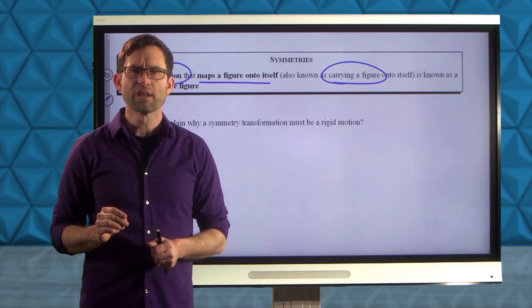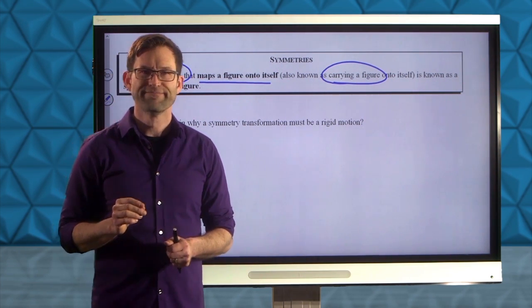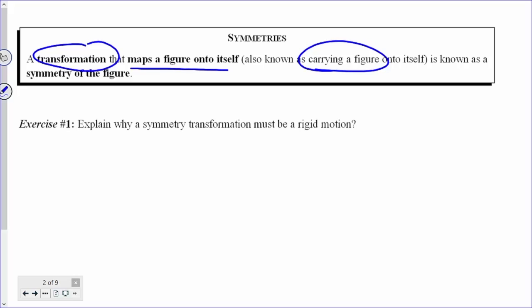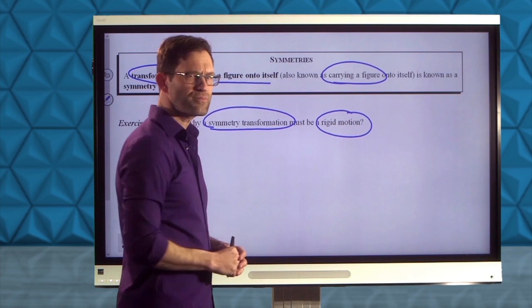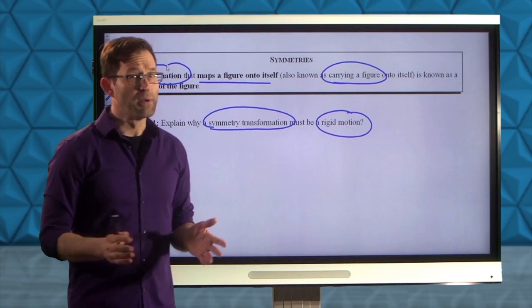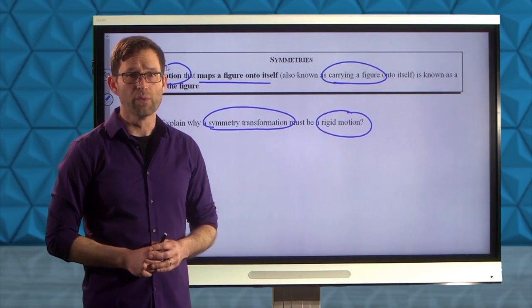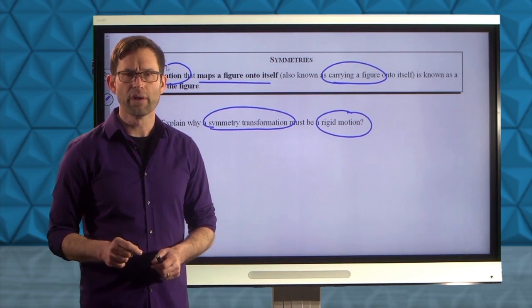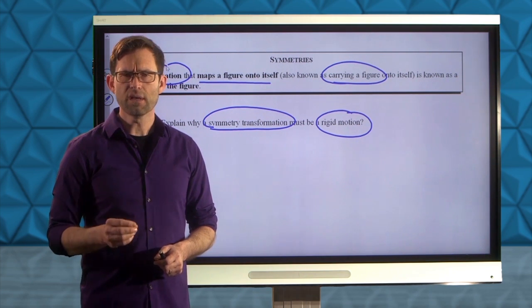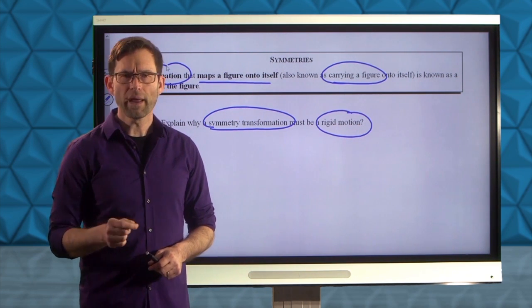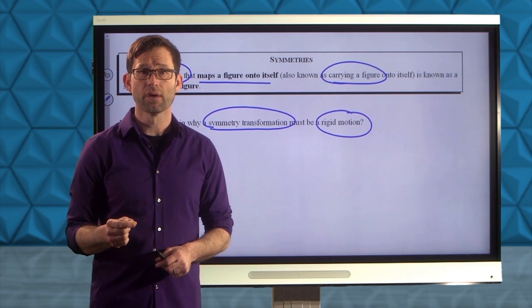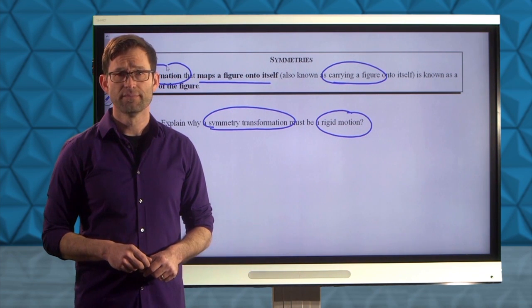Now to see if you really understand this, let's take a look at exercise number 1. Explain why a symmetry transformation must be a rigid motion. All right. Well, we've been talking about rigid motions for the better part of this unit. We just introduced the idea of a symmetry. But pause the video now and see if you can answer this question. Why does a symmetry or a symmetry transformation have to also be a rigid motion?